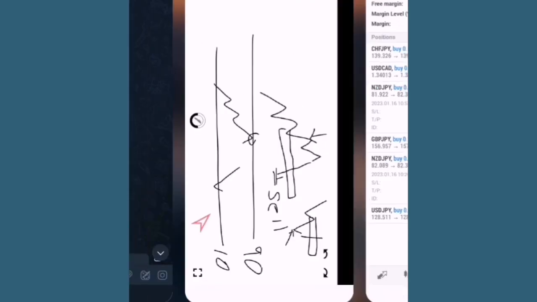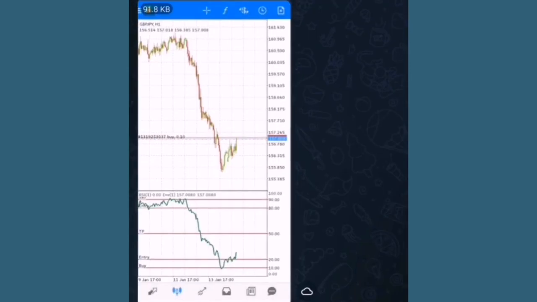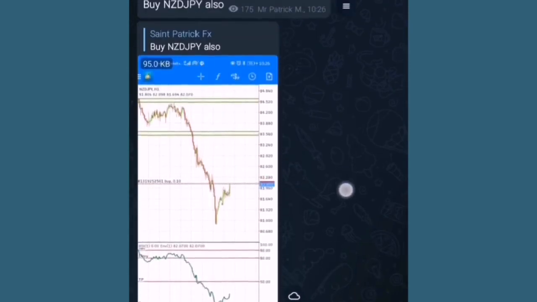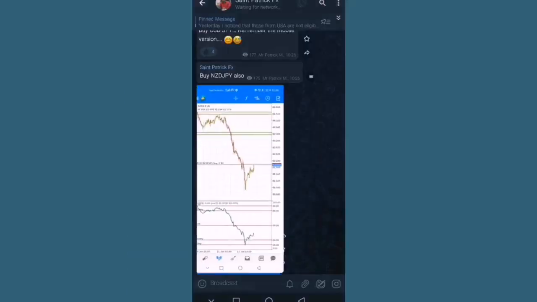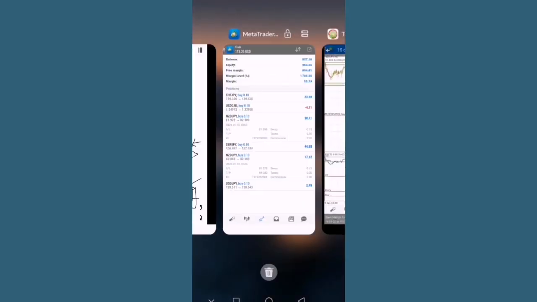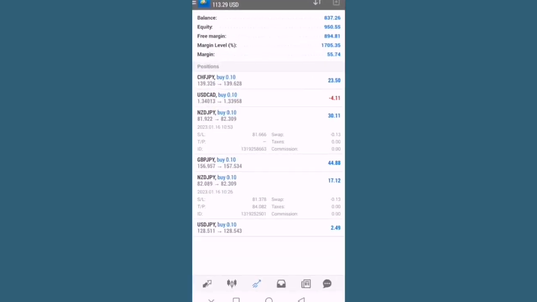And I also shared it in the Telegram channel. Where is NZD/JPY? It's this one. It's this trade setup. It was sent and it is now in profit. That's it, nothing more. Simple strategy.